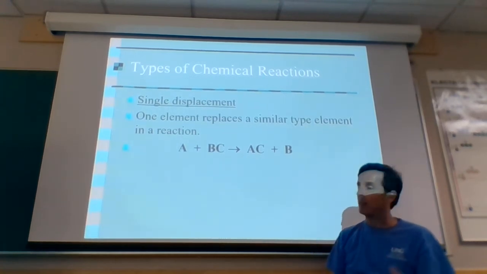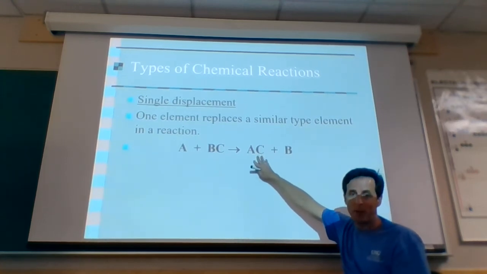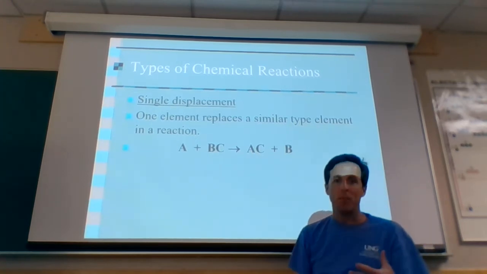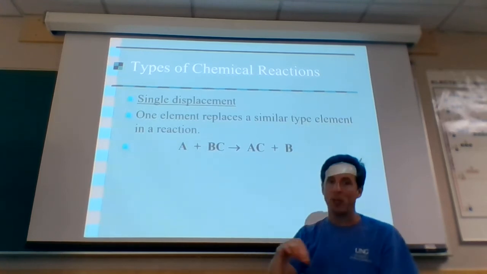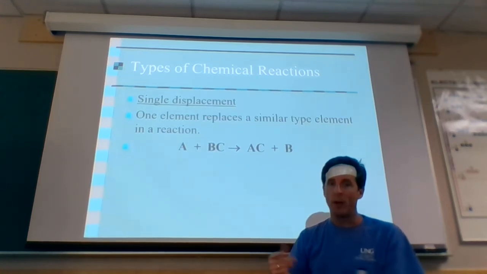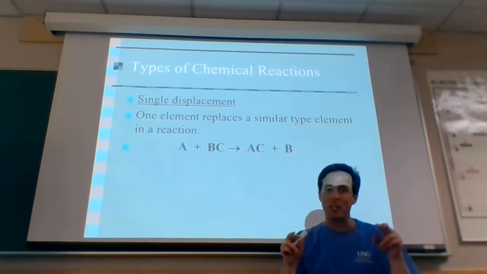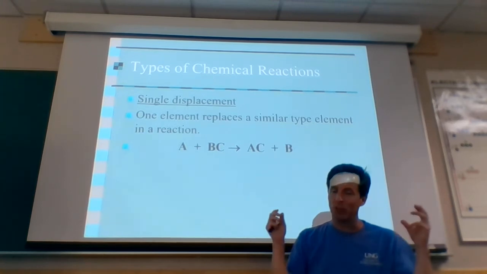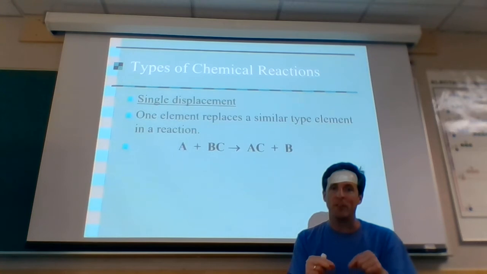Now, a trick here: when we form AC, that is a new ionic compound I formed. I have to think about the charges, because A and B are both metals, but A might be a +2 metal and B might be a +1 metal. So when I go from BC to AC, they may not actually have the same ratio between B and C versus A and C. So you always have to look at the charges, and make sure you're putting each set together in the right ratio.